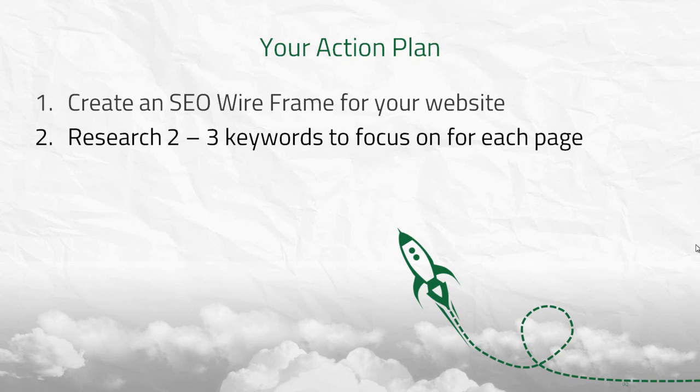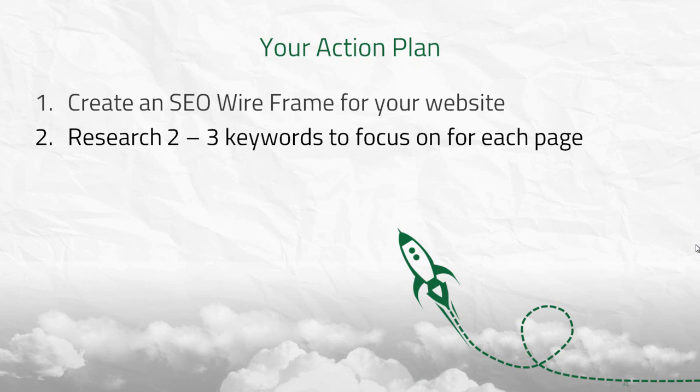Then you want to do some research and try to find some keywords for each page. Now, every page should have its own set of keywords. You can use the same keyword every now and then for a couple pages, but to be honest, if you can have different keywords for every single page, that's ideal. That's what you want. So, create an SEO wireframe for your site, and then do some research and find some keywords. You just want to make sure the searches are being done so people are actually using those keywords, and that the competition's relatively low.